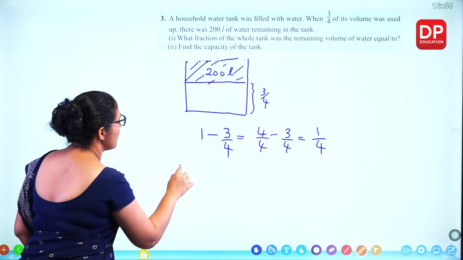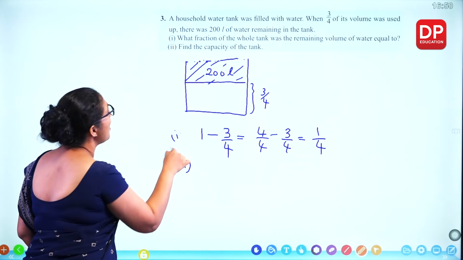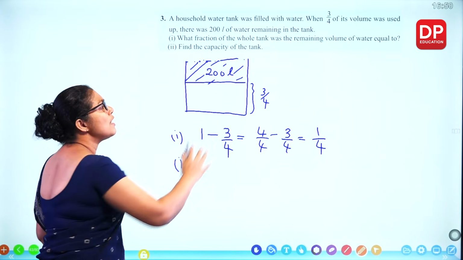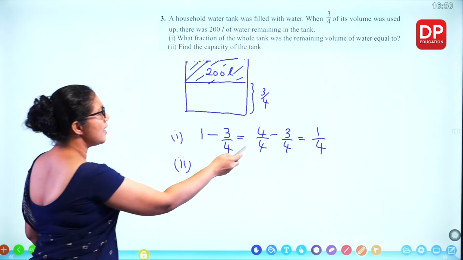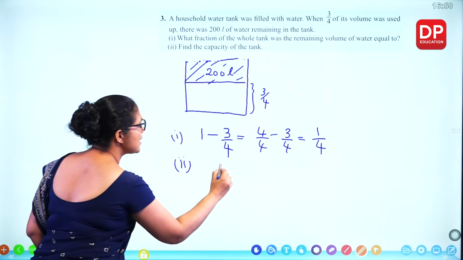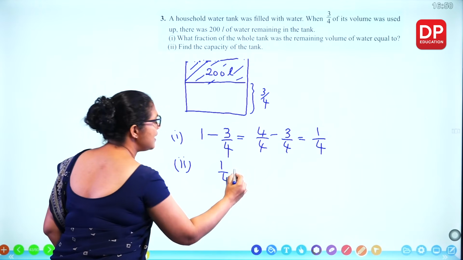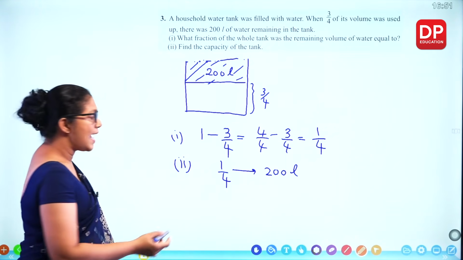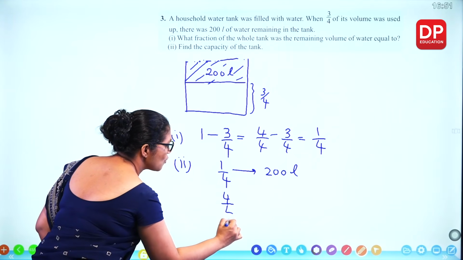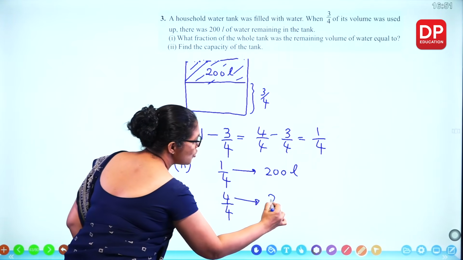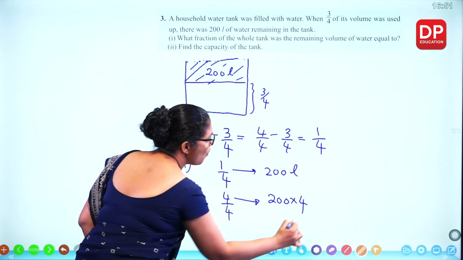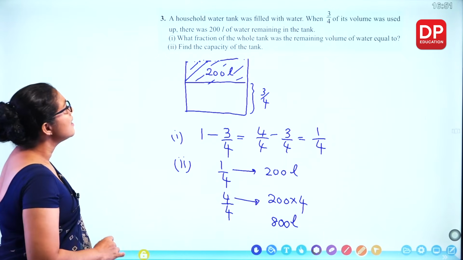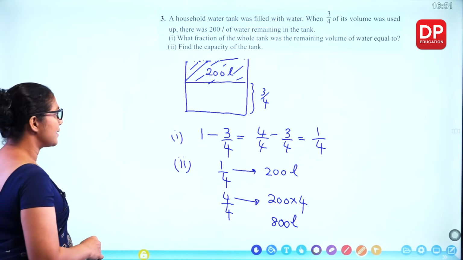So the second part they ask, this is the first part, find the capacity of the tank. So capacity means the full volume. So here 1/4 represents 200 liters. So they are asking if you want to fill the tank, there are 4 equal parts. So 4 parts, you just multiply this by 4. So you get 800 liters is the capacity of the tank.